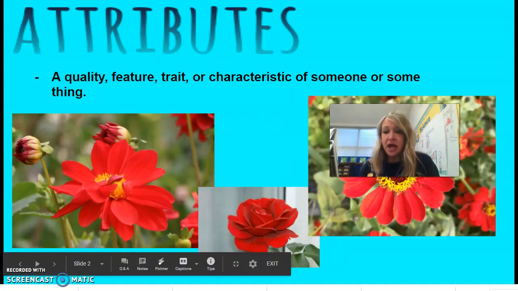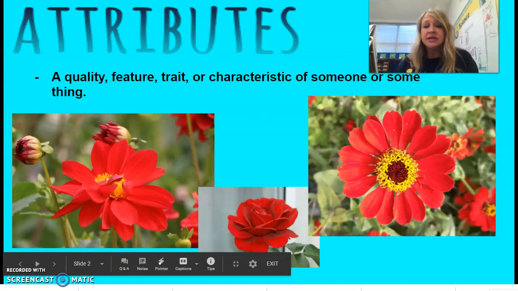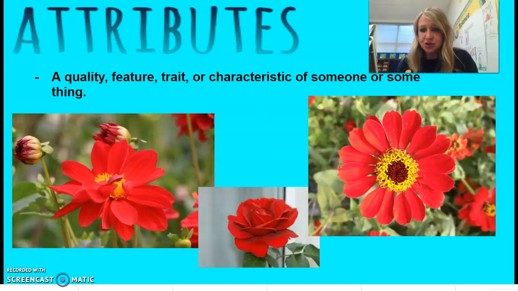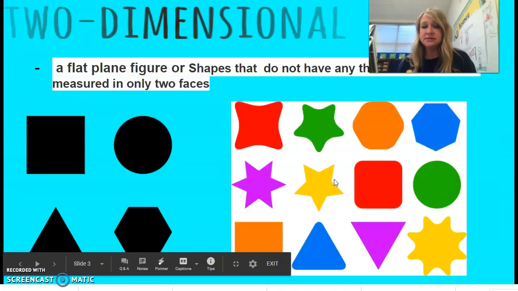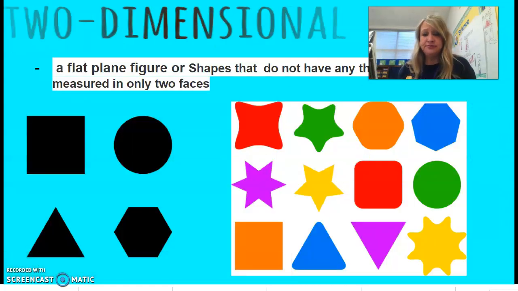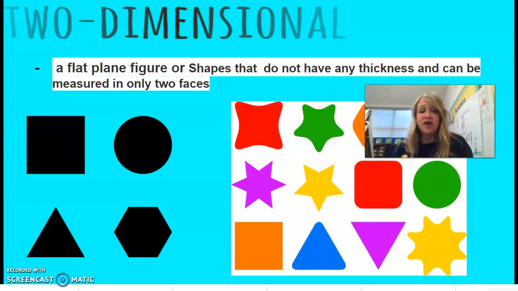Let's review our vocabulary from yesterday. Attributes. Say attributes. That is a quality, feature, trait, or characteristic of someone or something. Two-dimensional. Say two-dimensional. Two-dimensional is a flat, plane figure or shapes that do not have any thickness and can be measured only in two flat faces.